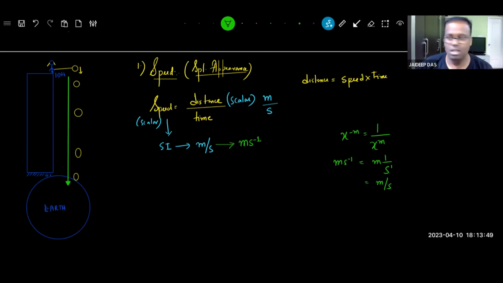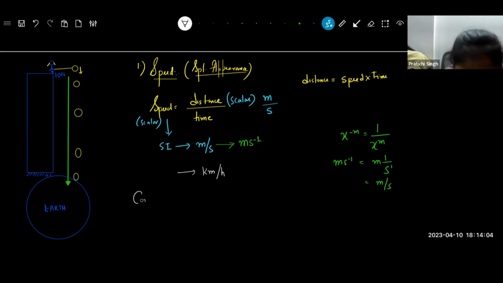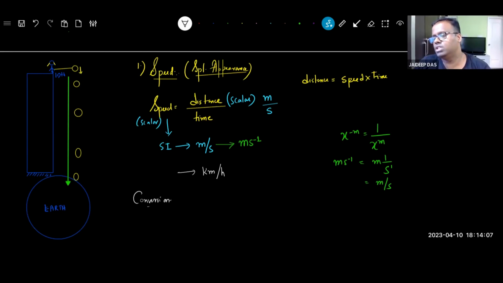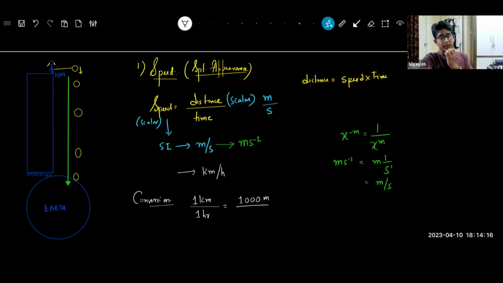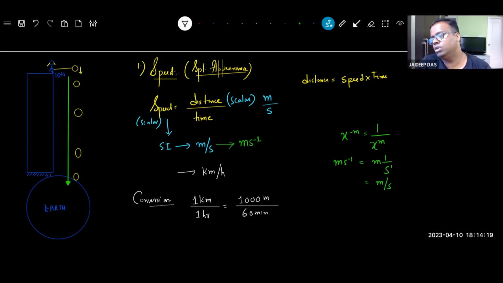Got it? Sir, but whenever we travel by buses and all, the speed is usually said as kilometers per hour. Very good. Kilometers per hour, KMPH, as they say. So first thing comes up is the first conversion of your life. 1 kilometer over 1 hour is equal to 1,000 meters over 60 minutes, which is equal to 1,000 meters over 60 into 60 seconds, which is 1,000 by 3,600 meters per second.